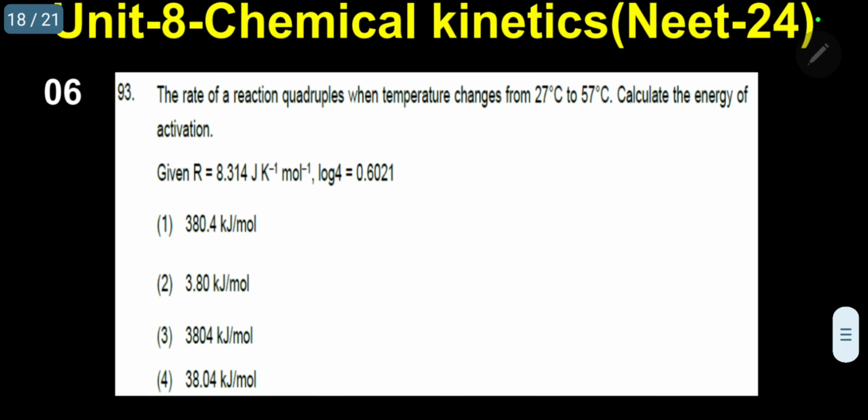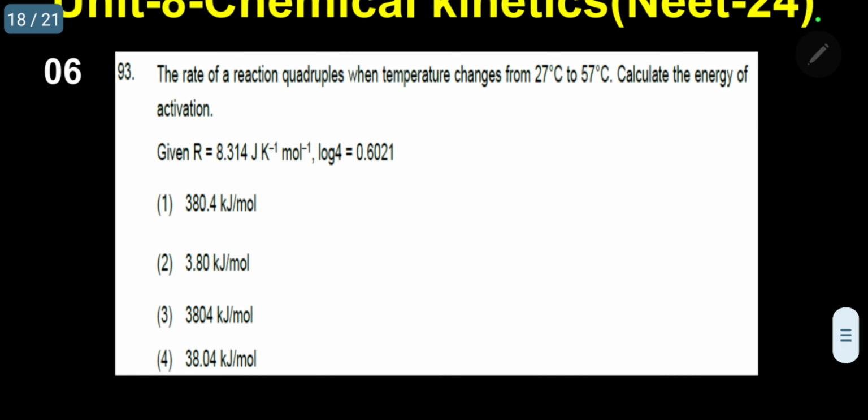So now there are 4 options given. Option 1, 380.4 kilojoule per mole. 2, 3.80 kilojoule per mole. 3, 3804 kilojoule per mole. 4, 38.04 kilojoule per mole. So what is the correct answer?